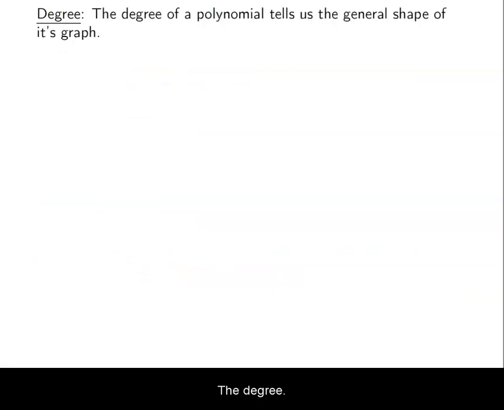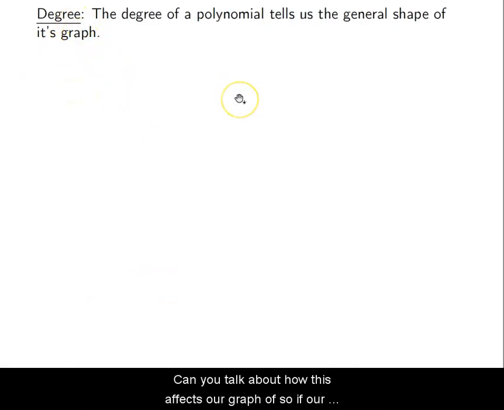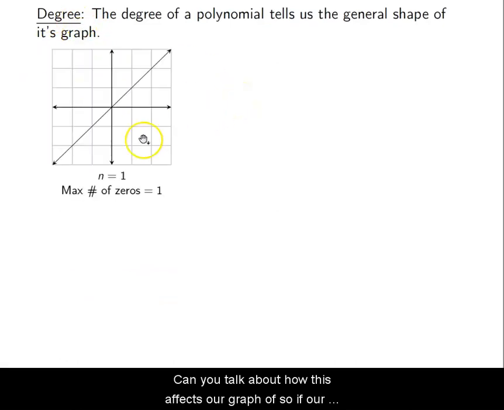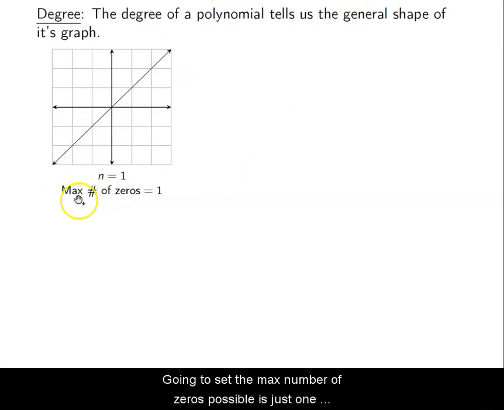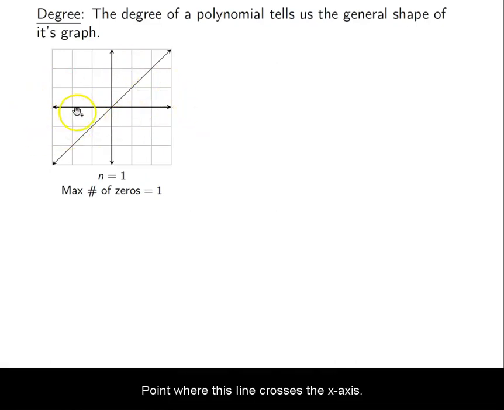Okay, so the degree. Let's talk about how this affects our graph. What this does is it really just tells us the general shape of our graph. So if our degree is 1, a linear equation, we just have a line. Notice that the max number of zeros possible is just 1. There's only one time possible that I can cross the x-axis. Even if I shift this around, there would only be one point where this line crosses the x-axis.